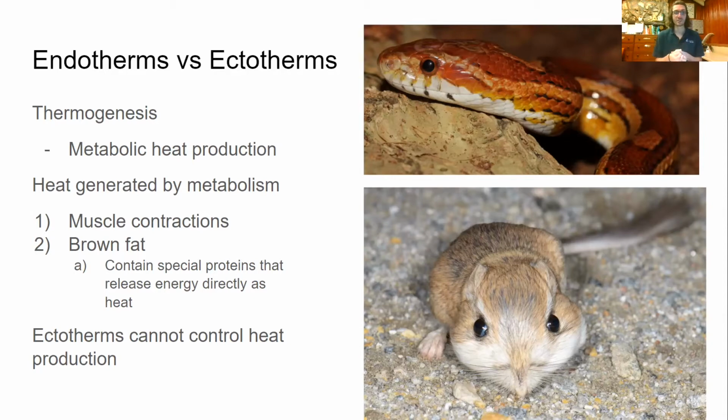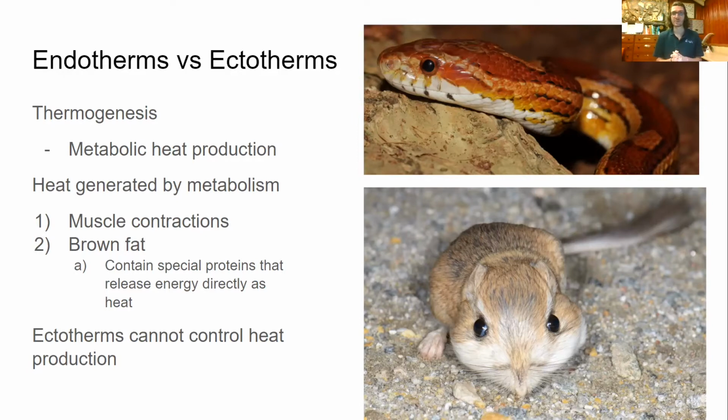And another example, or something else that animals have, endotherms have, that's really cool, is what's called brown fat. This is essentially some type of fat that contains special proteins that release energy through fuel or metabolic heat production directly as heat.